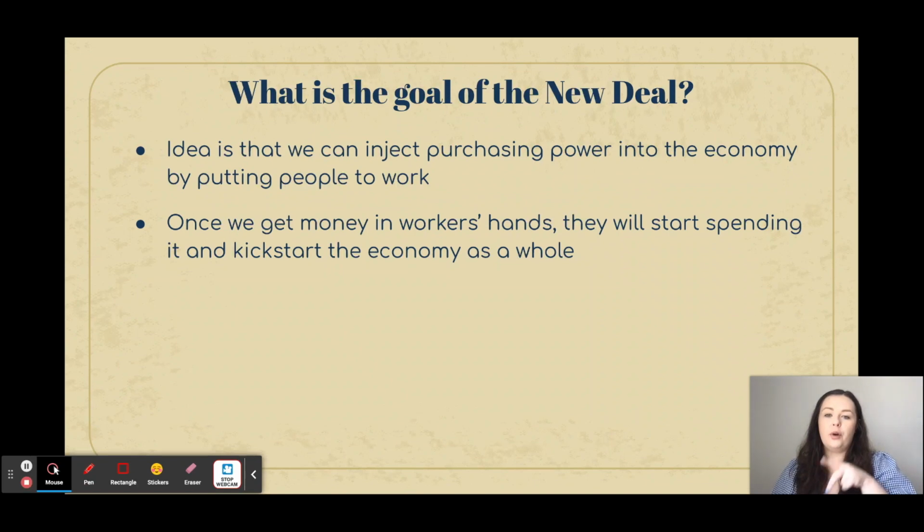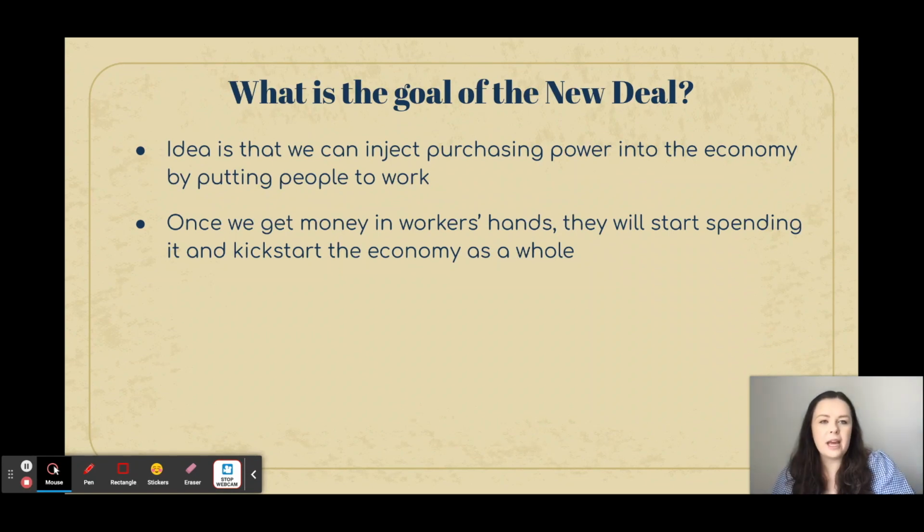So the goal of the New Deal is that we can increase people's purchasing power by putting people to work. So the idea is you take the unemployed people who are like a burden to society, right? They need resources from the federal government. So take the unemployed people, put them to work for the federal government in a myriad of programs. Then they get a paycheck from the government, and then they'll spend that paycheck at other businesses. And that would kickstart the economy, right?